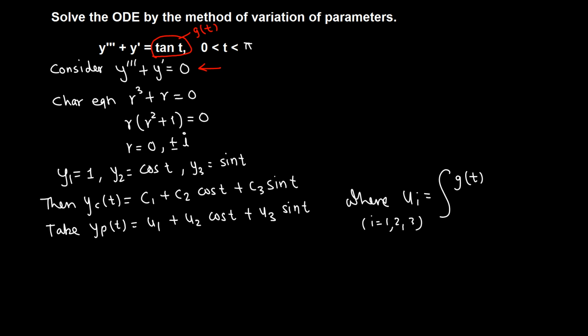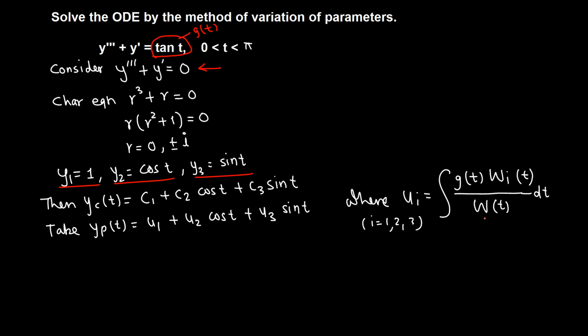Okay, that's the g, times wi, so u1 will be w1 over w(t), and obviously integration dt. Okay, so this w is the Wronskian of these 3 solutions, 1, cosine t and sine t. The Wronskian of these 3 functions is w, and wi means i equals 1 to 3.